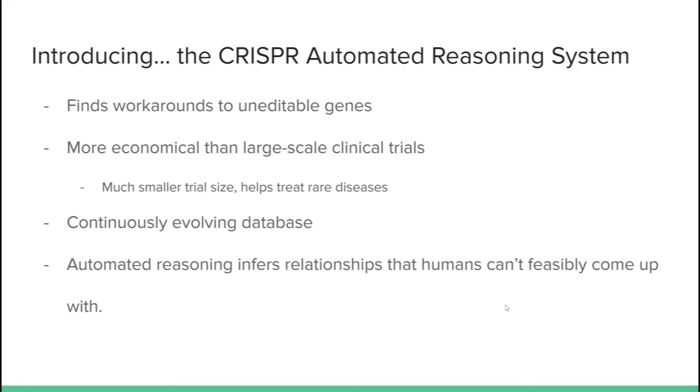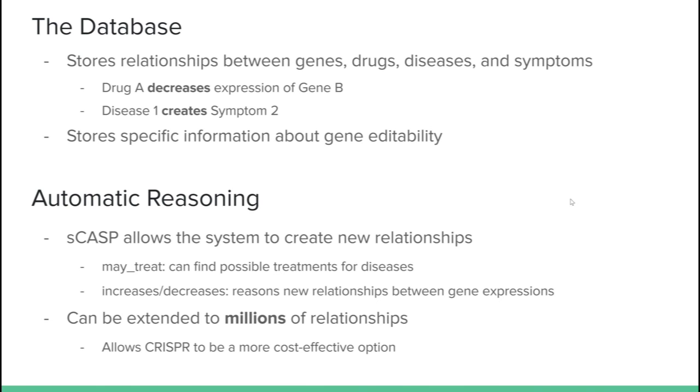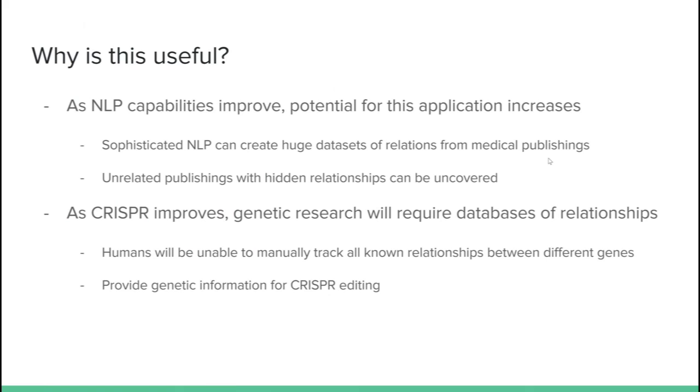The CRISPR automated reasoning system is able to find workarounds to uneditable genes. It's more economical than large-scale clinical trials, because the much smaller trial size helps treat rare diseases more effectively. The continuously evolving database and automated reasoning that can infer other relationships also makes it a very powerful tool for CRISPR research. As we've seen, the database not only stores facts, but is able to abstract other facts using rules that have been defined. The automatic reasoning can also be extended to millions of relationships, which allows CRISPR to be a more cost-effective option.